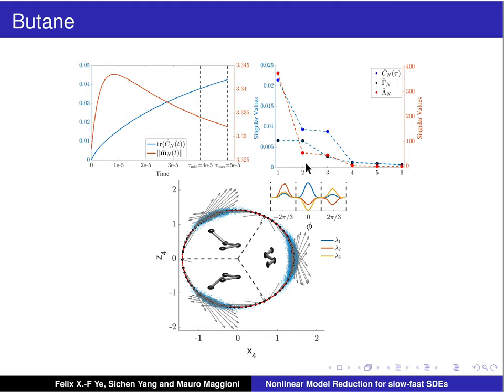I think for this one, it's 6 or 7 times differences here. So you can affirmatively say this is one-dimensional dynamics.